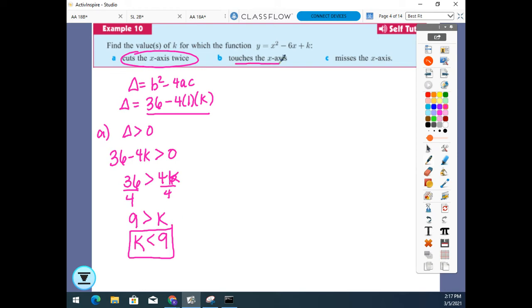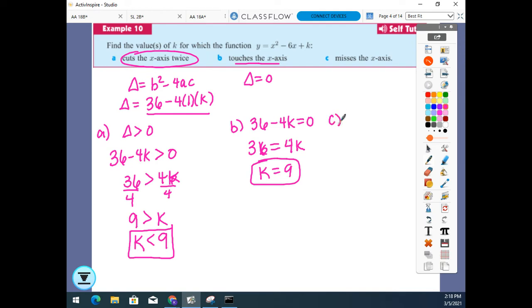If it touches once, that means the discriminant equals 0. We're using the same discriminant for the whole thing. 36 minus 4k equals 0. So in this case, k equals 9. You set up everything the exact same way, you're just solving it a little bit differently. And if it misses, it does not touch at all. That means our discriminant is less than 0.